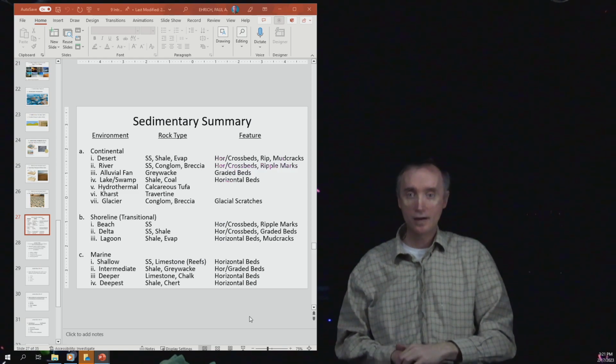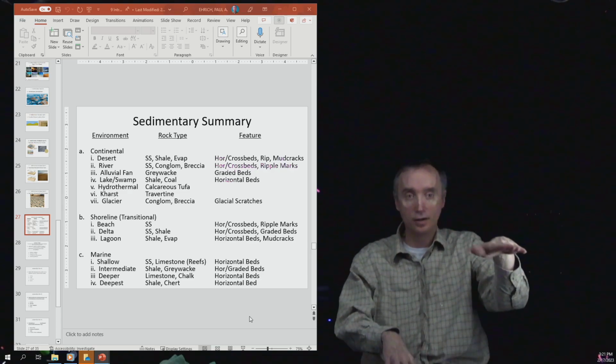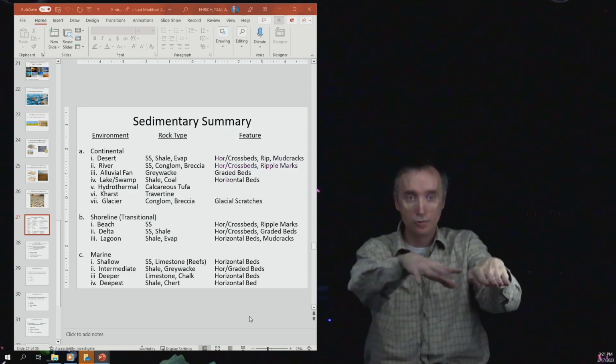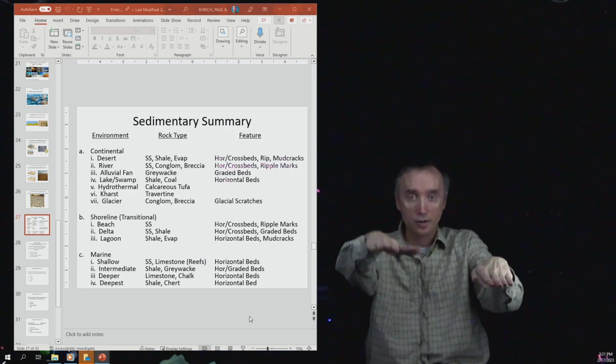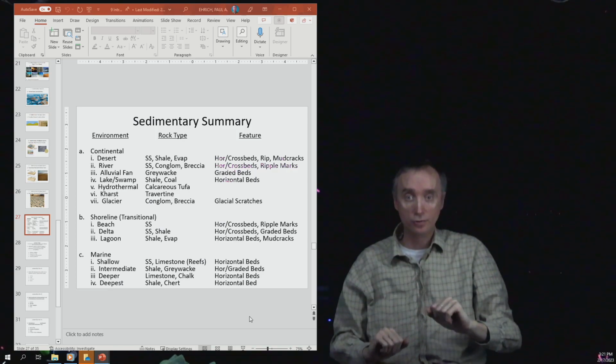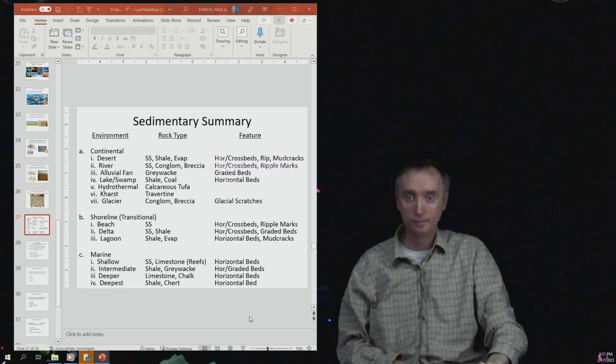Okay, then you could also have a lagoon where you're going to have a coastline here, water, so the ocean, and then offshore you're going to have some kind of a barrier reef, and then in between would be the lagoon. So it's still considered to be a transitional environment.